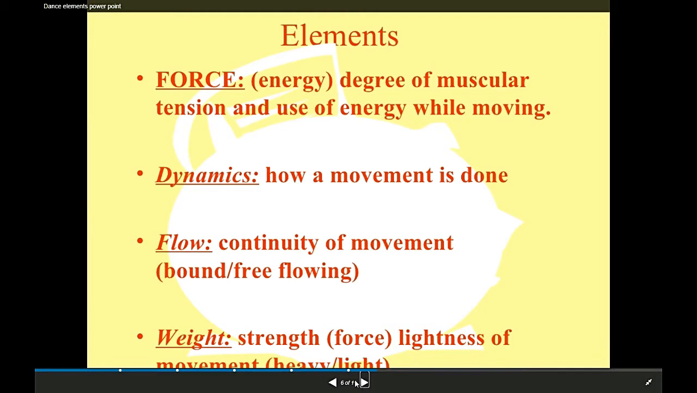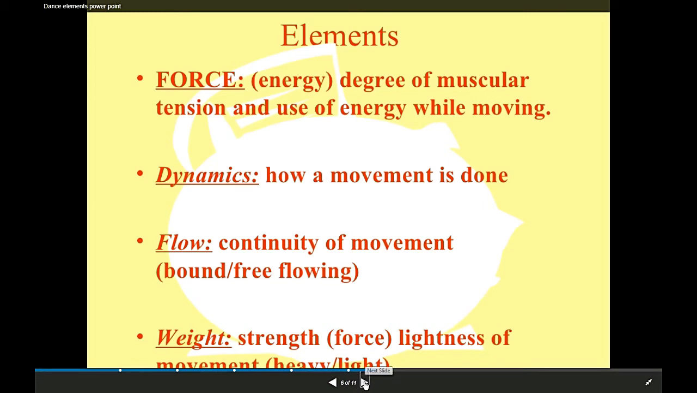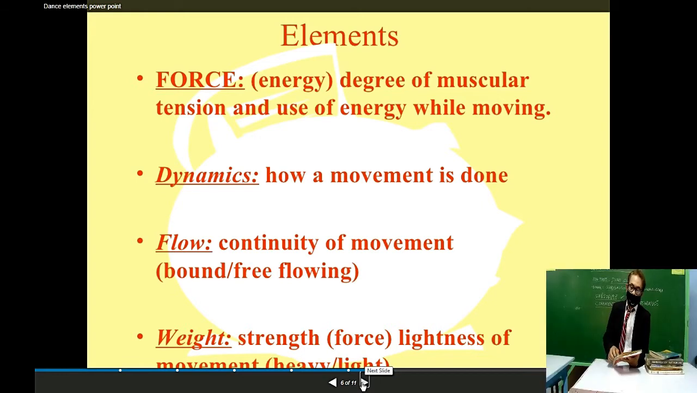Force is another element of dance. It refers to your energy used in dancing. Force has dynamics, flow, and weight. Dynamics is how a movement is done. Flow is the continuity of movement. And weight is the strength or lightness of your movement.